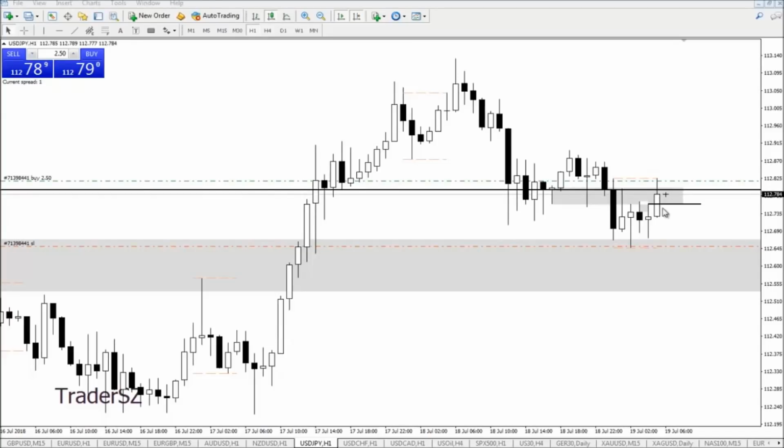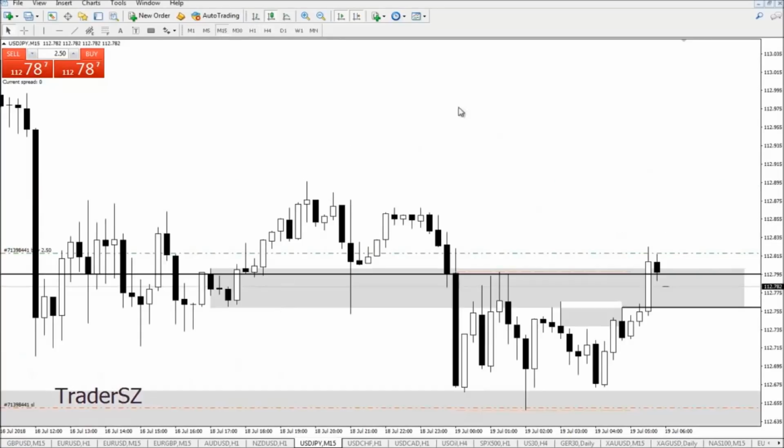So, I've taken a long on dollar yen. I've done a half size and a stop loss there. I'm looking to load the rest down here.